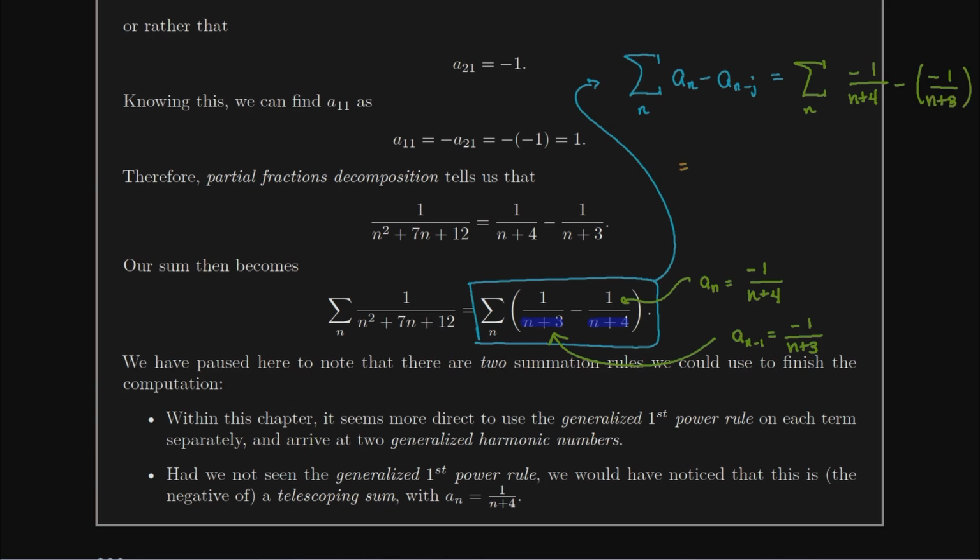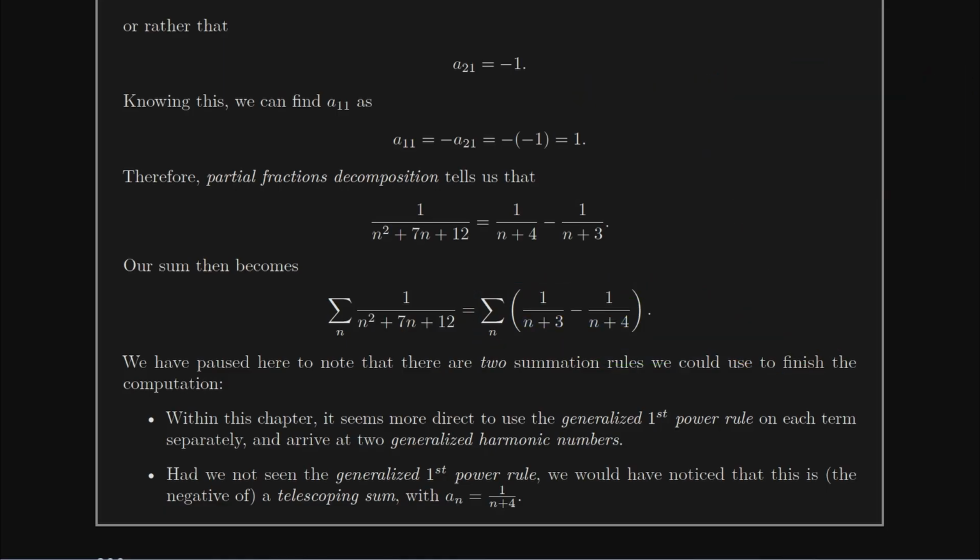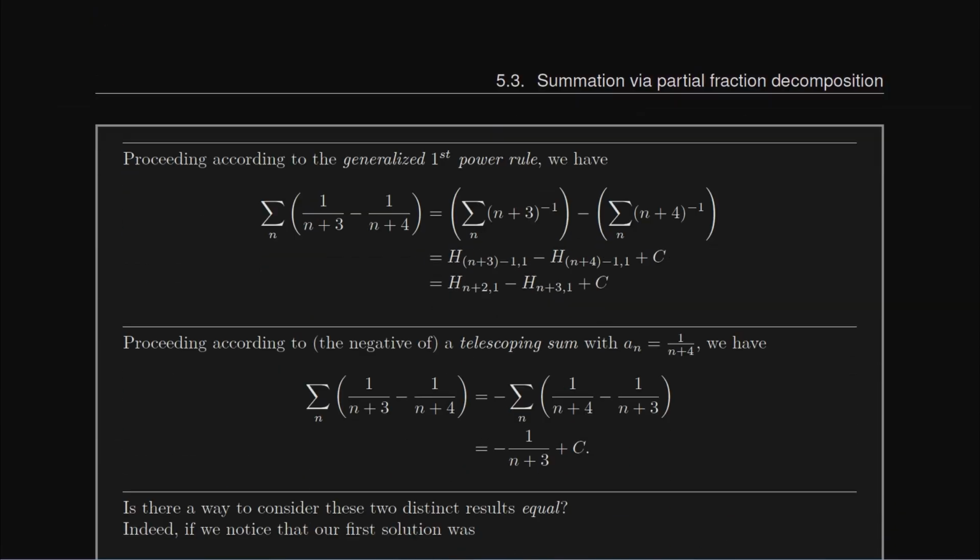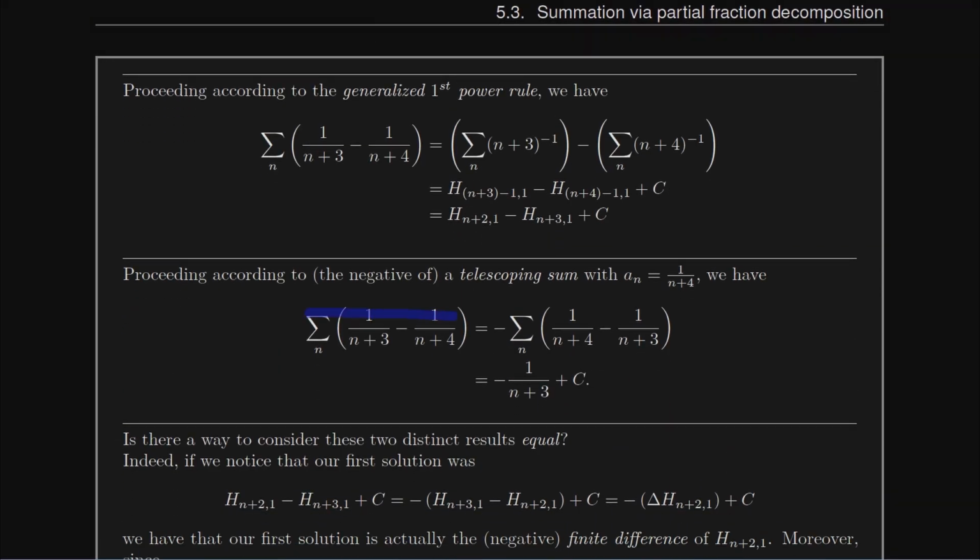The telescoping sum rule says what is it equal to? Well, when you have an minus 1, it's always equal to an minus 1 plus c, and we know what an minus 1 is. It's right there. So this is equal to negative 1 over n plus 3 plus c. That's how we would solve this using telescoping sums, and I do actually go through that here, and I get negative 1 over n plus 3. But if you want to be a little bit lazy and just get away with the generalized harmonic numbers, you certainly can.